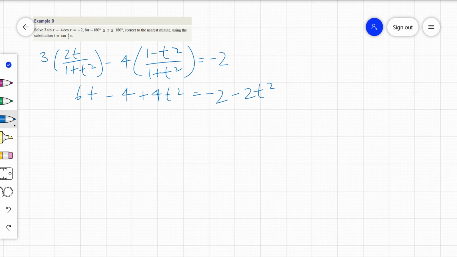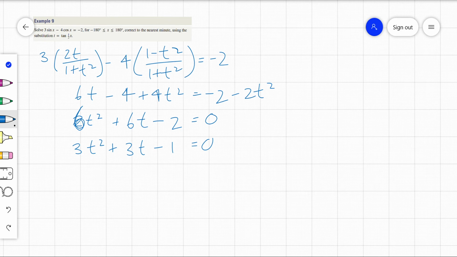Alright, so what do I end up with? I've got more t squareds on this side, so I'll put them all there. 4t squared plus 2t squared is a 6t squared. I've also got a 6t, and a minus 4 plus a 2, so minus 2. So that is the same as 6t squared plus 6t minus 2, which is 3t squared plus 3t minus 1.